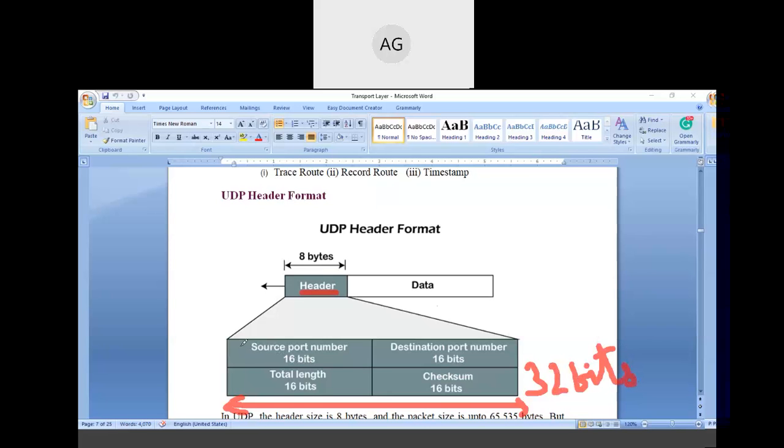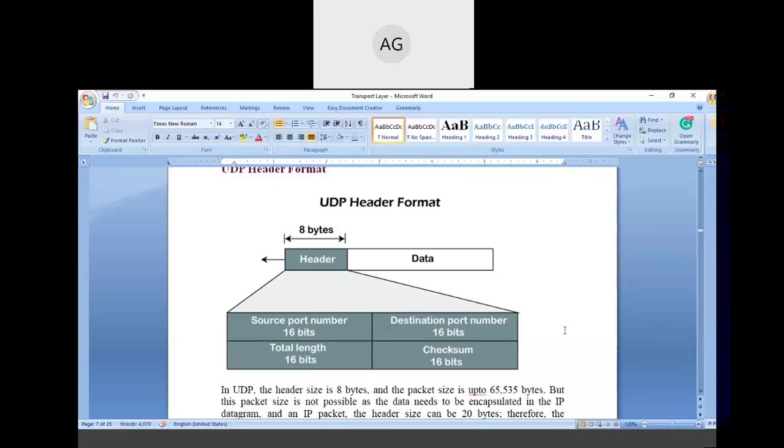The first is the source port number, which is of 16 bits. The second is the destination port number, which is also of 16 bits. The third field is total length, which is of 16 bits, and the fourth is the checksum, which is also of 16 bits. So this is the smallest header format.